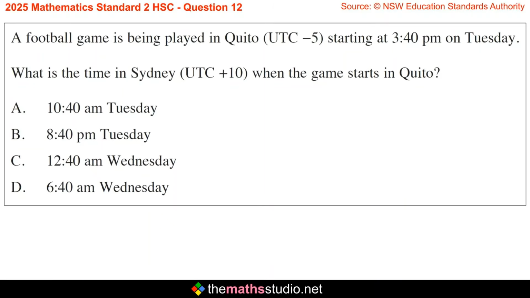Question 12. A football game is being played in Quito, UTC -5, starting at 3:40 p.m. on Tuesday. What is the time in Sydney, UTC +10, when the game starts in Quito?